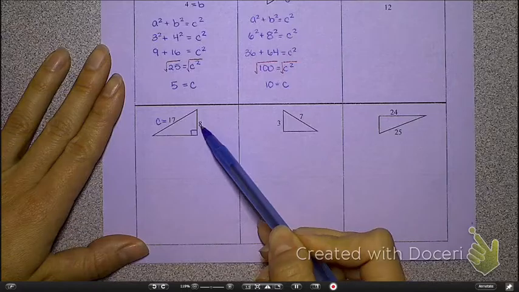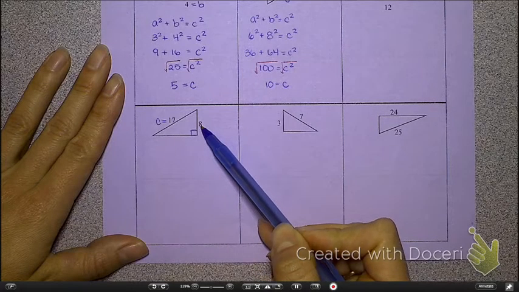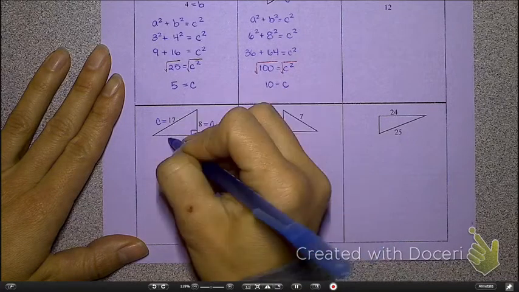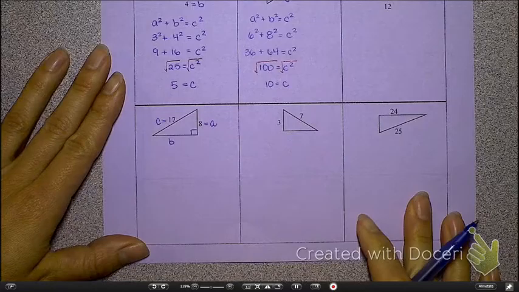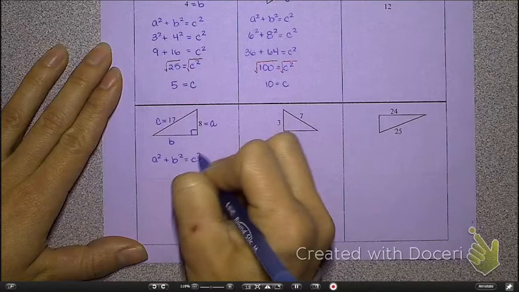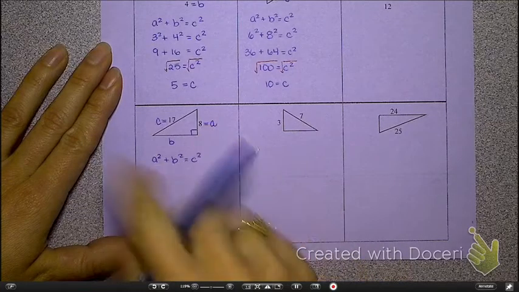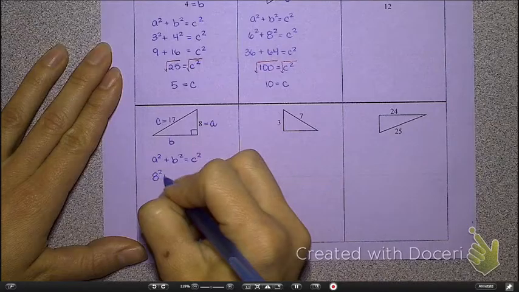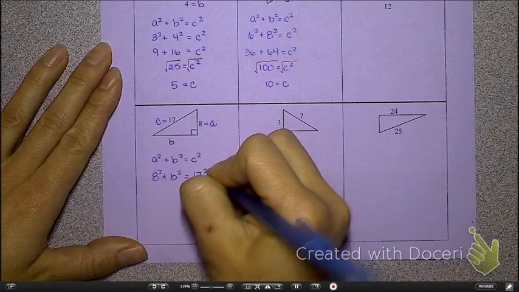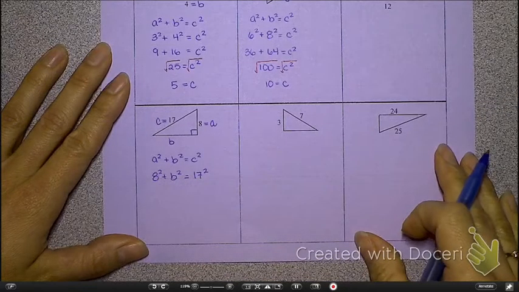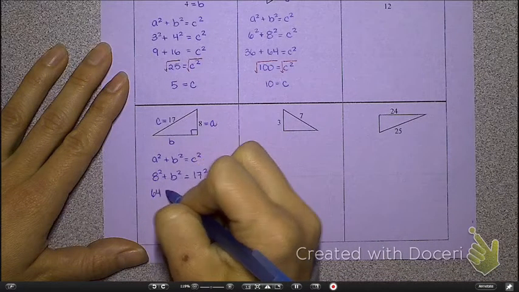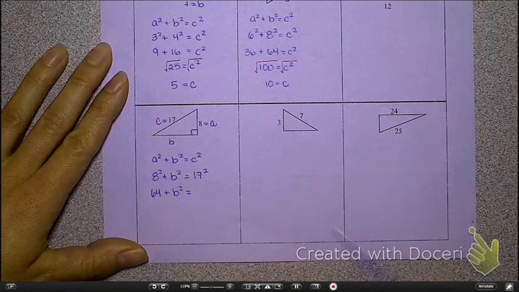Does it matter whether I call this one A or B? No. What do you guys want to call it? A. A? Okay. So if this one's A, then this one down here is going to be B. So I'm trying to find B right now. So let's go ahead and plug everything into the formula. So I'm going to plug in 8. And I'm going to plug in 17. Okay, and now what is 8 squared? What is 17 squared?